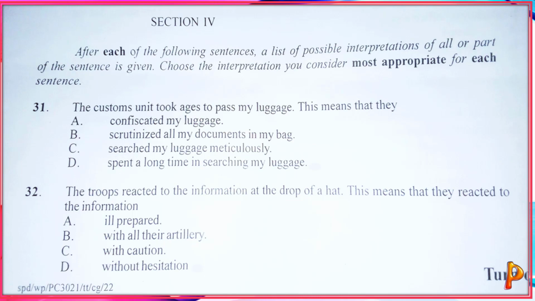Question 32. The troop reacted to the information at the drop of a hat. This means that they reacted to the information A. Ill-prepared, B. With all their artillery, C. With caution, D. Without hesitation. The correct answer to this question is answer space D. The troop reacted to the information at the drop of a hat. This means that they reacted to the information without hesitation.